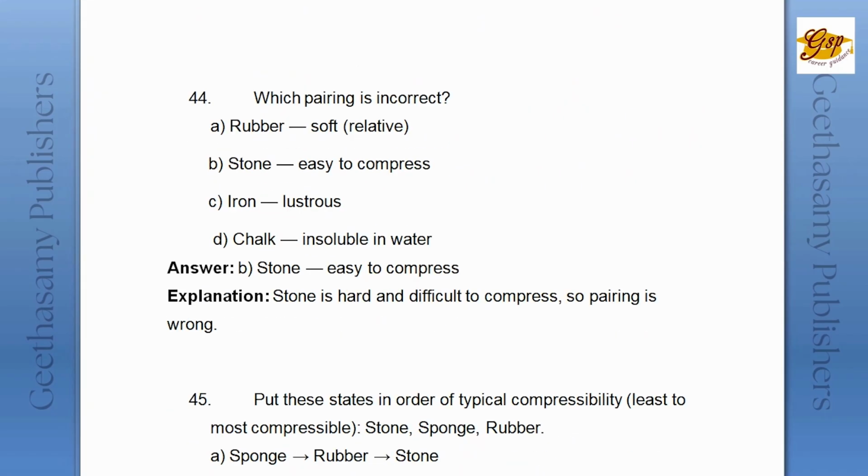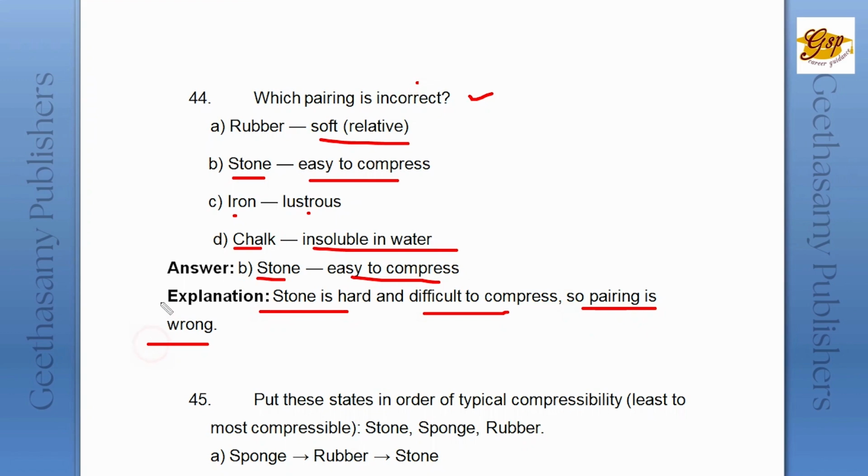44th question. Pairing incorrect. Rubber, soft, it is relative. Stone, easy to compress. Iron, lustrous. Chalk, insoluble in water. The incorrect one is stone, easy to compress. Stone is hard and difficult to compress, so the pairing is wrong.